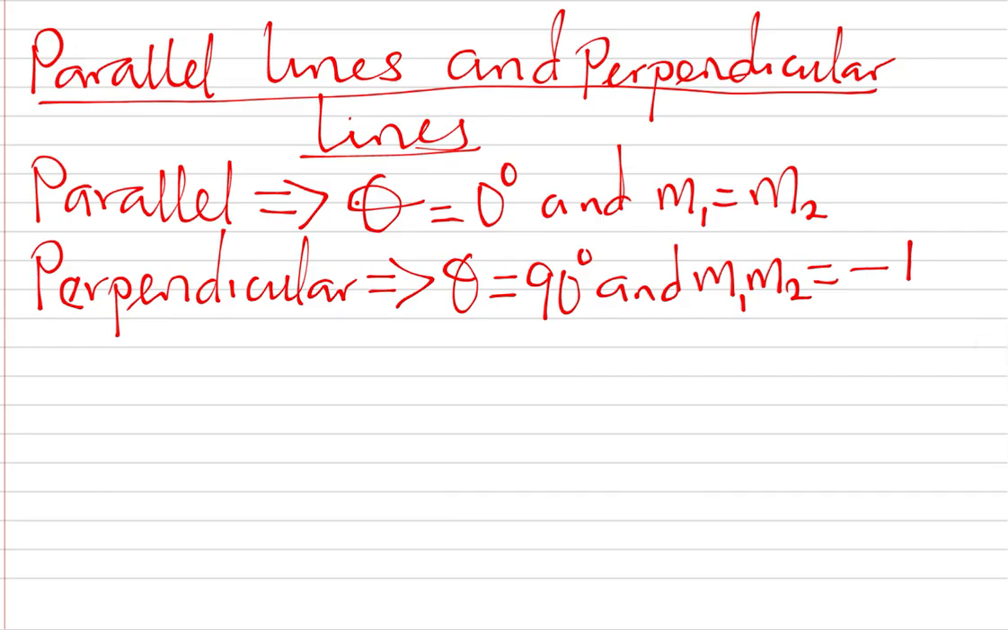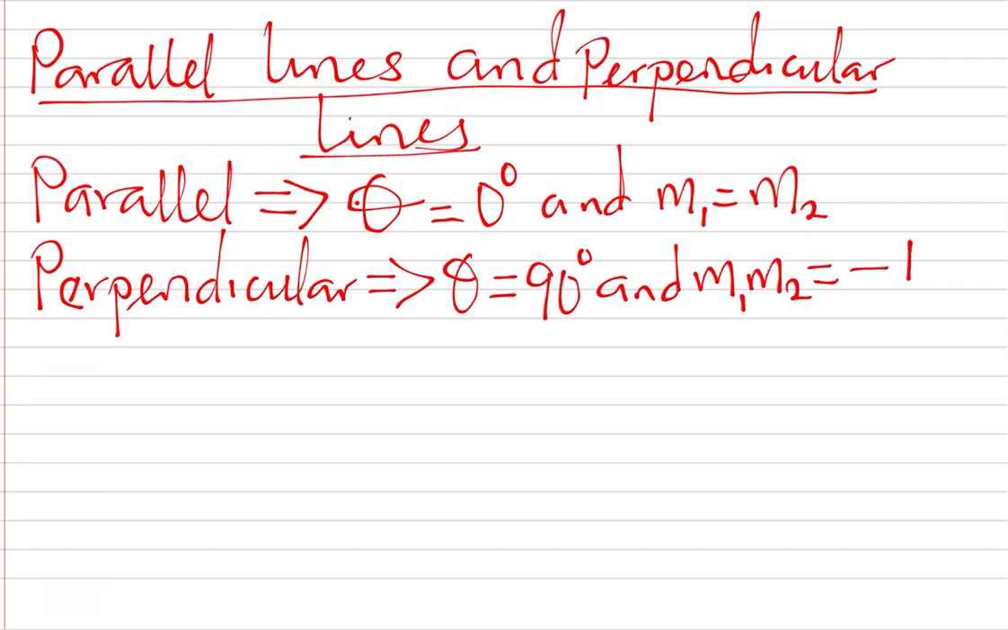So let's see an example. No, okay, before that, the gradients of parallel lines are equal. But for perpendicular lines, the product of the two gradients should give you -1. All right. So that is another key thing you need to know under perpendicular lines.